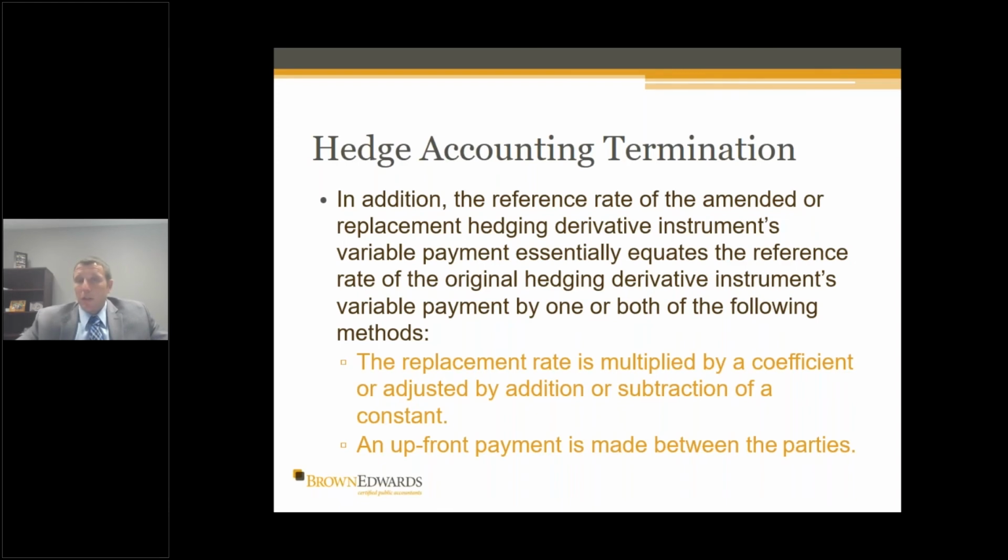If the upfront payment is made or received, then that payment should be reported as an asset or a liability and amortized over the duration of the hedging instrument. So ultimately, the goal here is that if SOFR or whatever alternative rate is chosen and agreed to isn't comparable to LIBOR, then a coefficient or upfront payment is used to make each party whole again.